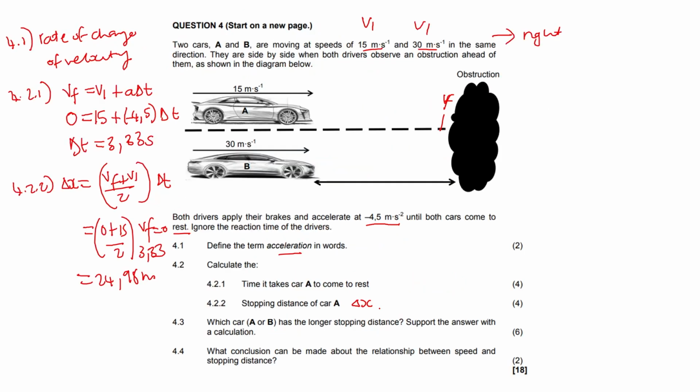All right, last question, 4.4. What conclusion can be made about the relationship between speed and stopping distance? The greater the speed, the larger the stopping distance, if acceleration is constant. So if we have constant acceleration, if speed is larger, the stopping distance will be larger. So they are directly proportional if acceleration is constant.